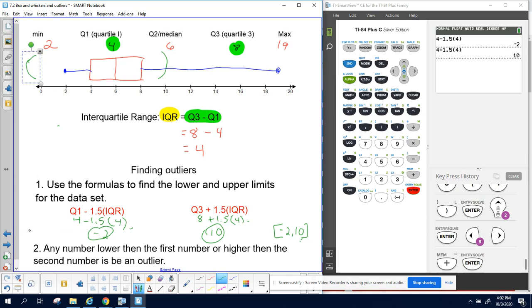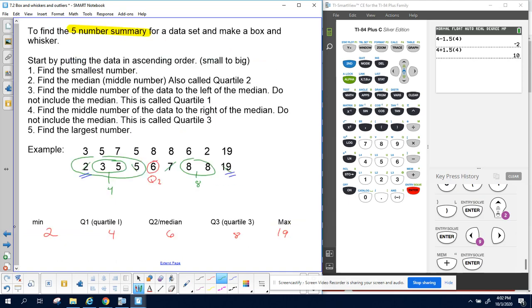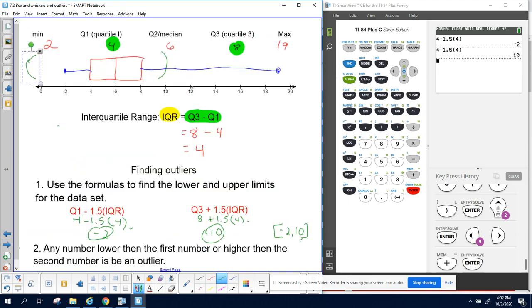So in our data set, and we can go backwards and look at that if you want to, the only number that is bigger than 10 is that 19. So the number lower than the first number or higher than the second number is considered an outlier. This data set has one outlier, and 19 is that outlier.